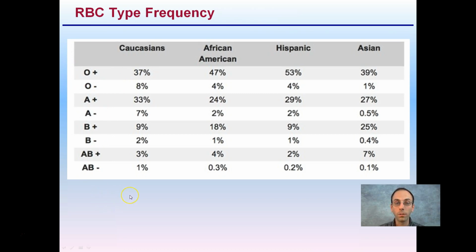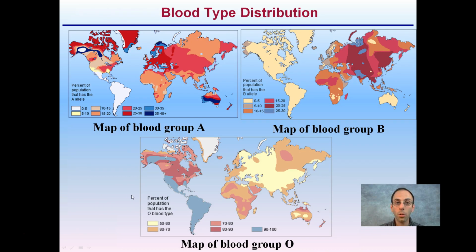Moving on from the red blood cell type frequency, we go to the distribution of those blood types. And again, you're welcome to pause the video here on this slide and take a look at some of the distributions of either the A type, the B type, or the O blood groups, and where they're typically found in different regions of the world. Again, no major advantage to be any one group versus the other, but it is interesting to see how different subsets of populations do develop.